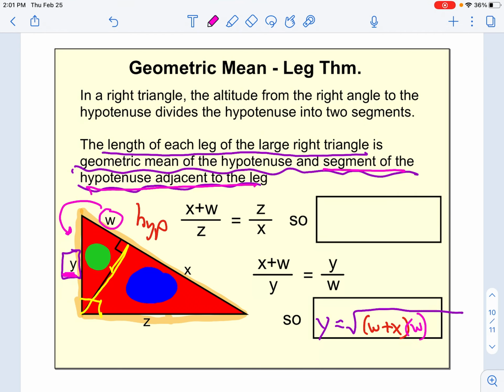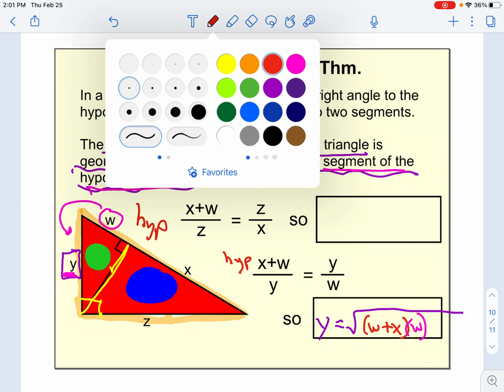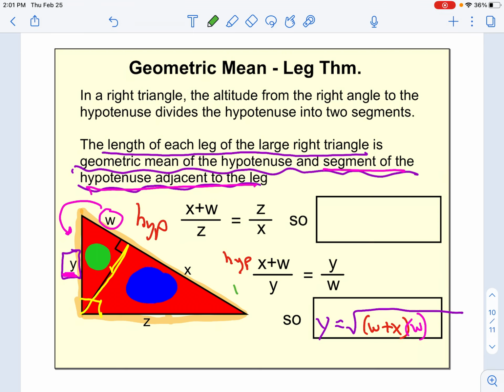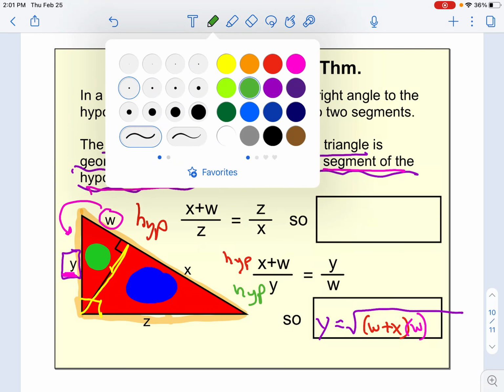So how does that work? Well, again, we can look at this with similar triangles. W plus X right here is the hypotenuse of the red triangle. Y is the hypotenuse of that green triangle. That is going to be in the same ratio of that red triangle.